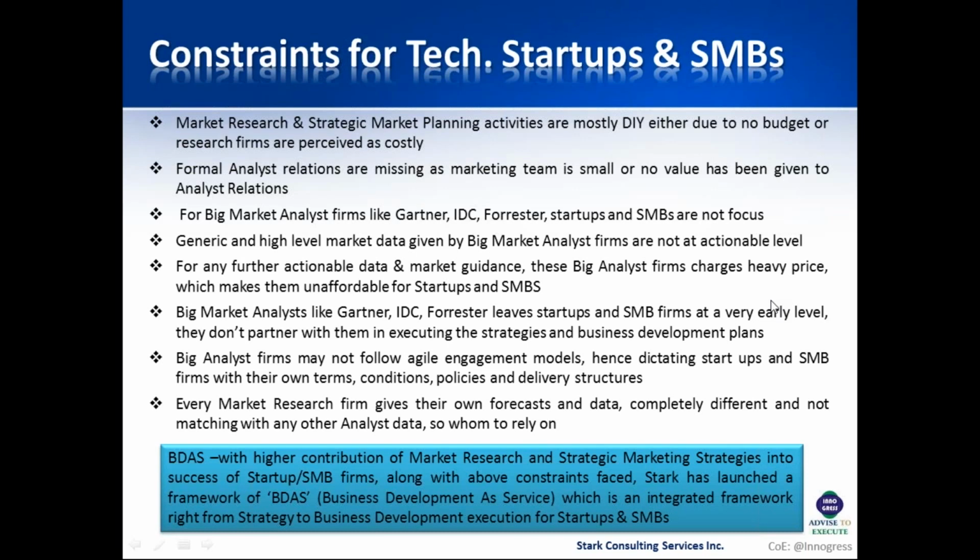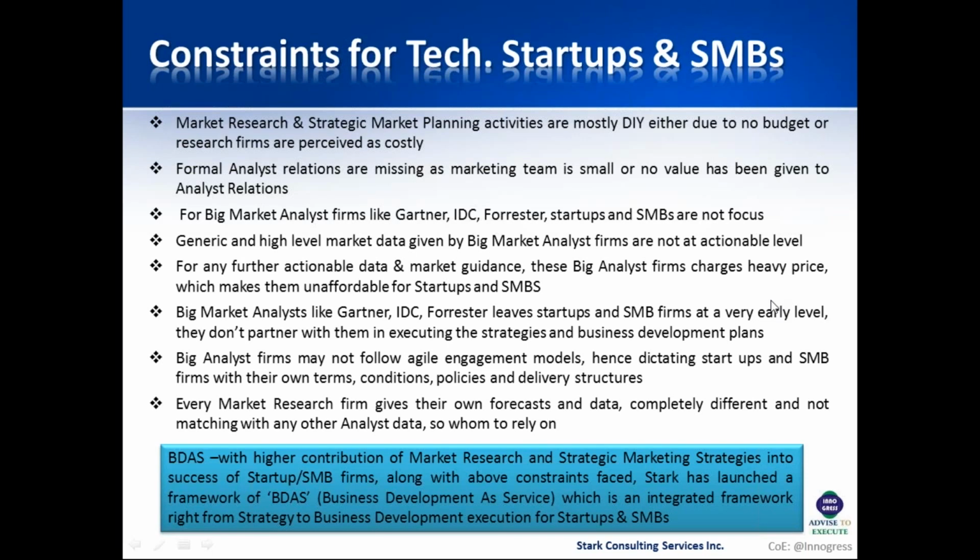Even if some of the Gartner and IDC data may be useful to your firm, it leaves you at a very high level. That is the biggest challenge. The generic, high-level market data given by big analyst firms is not at an actionable level. Now you have to roll out the product and invest in it. You need market data and market feedback at critical junctures, like before launching, before positioning, before making the pricing decision, and before knowing how your competition is doing. Everywhere you need market intelligence, so you need a partner who can provide you that kind of intelligence.